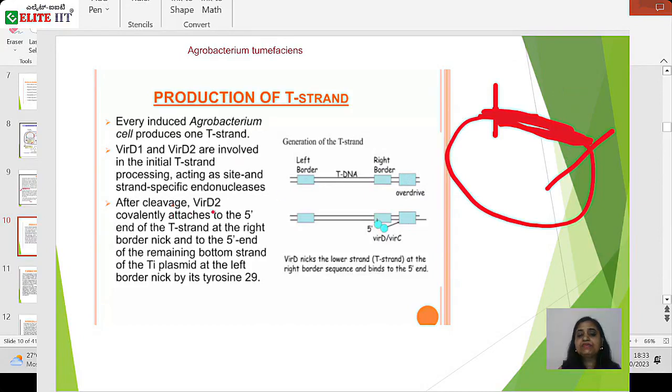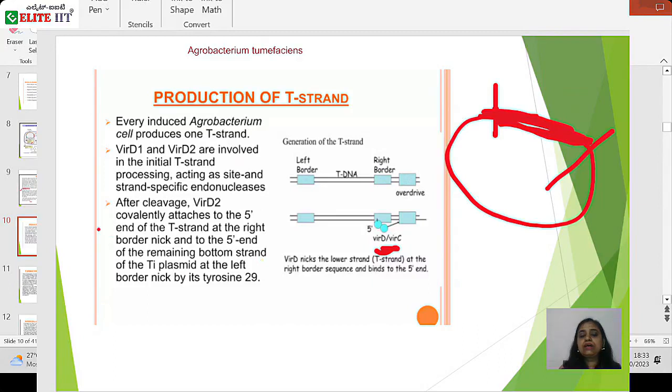After cleavage, VirD2 covalently attaches to the 5' end of the T strand. In this case, I think it is at the right border, where it is binding with the 5' end of the T strand at the right border nick, and to the 5' end of the remaining bottom strand.